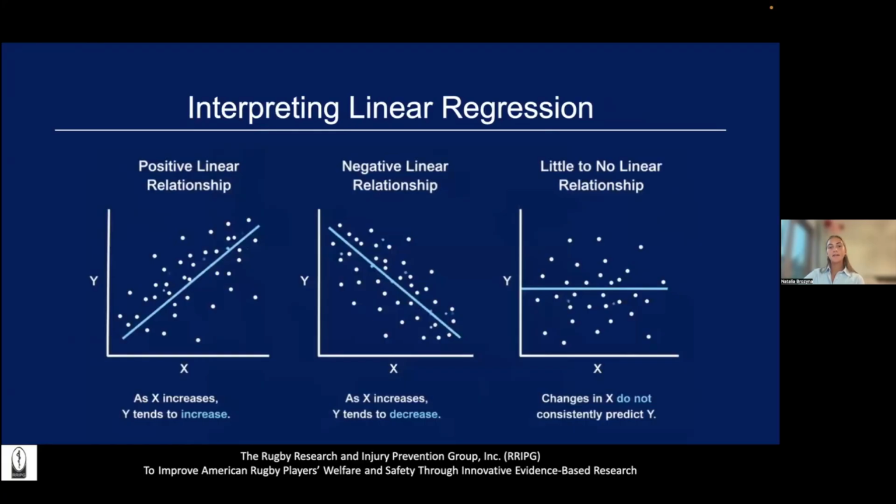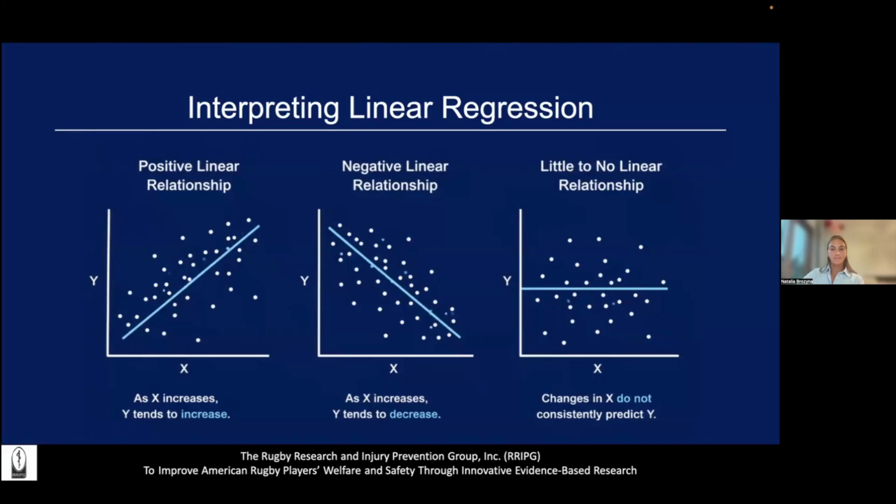For interpreting linear regression, here are 3 different ways that it would happen. The first one is a positive linear relationship. In this case, as x increases, y tends to increase as well. Next, you have a negative linear relationship. So as x increases, the y trend decreases. And lastly, you have little to no change. In this case, there is no relationship between the variables, and you would not be able to use linear regression in this case.